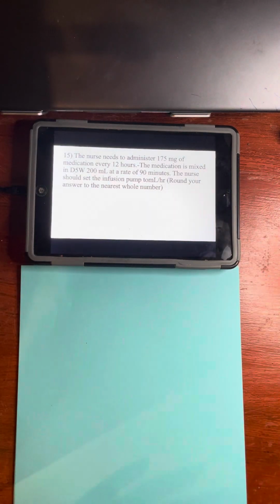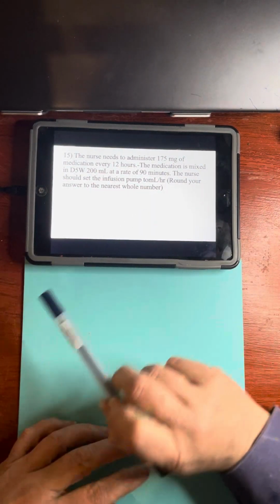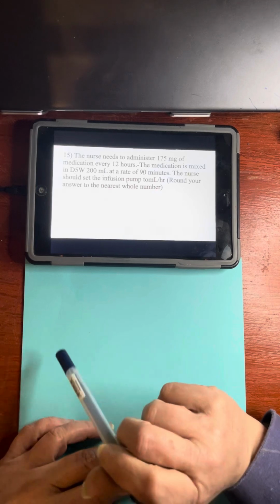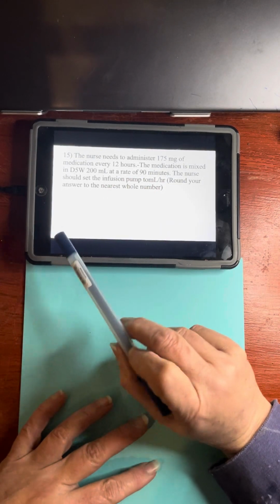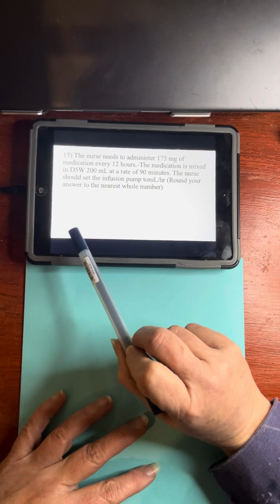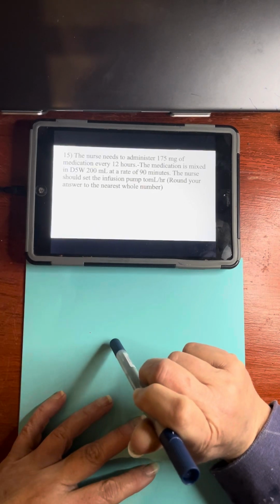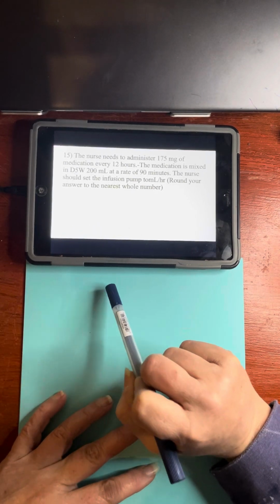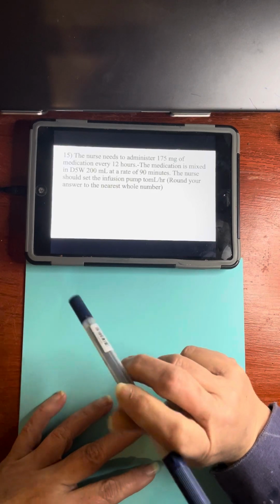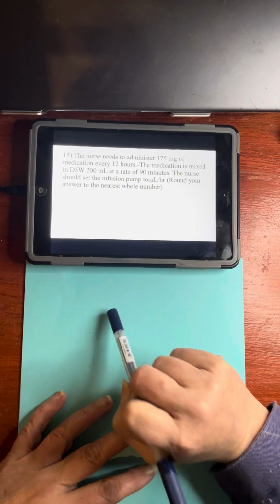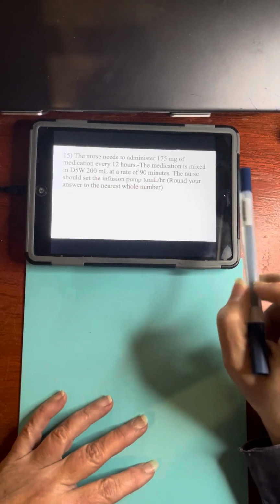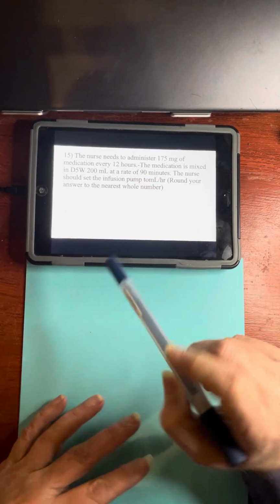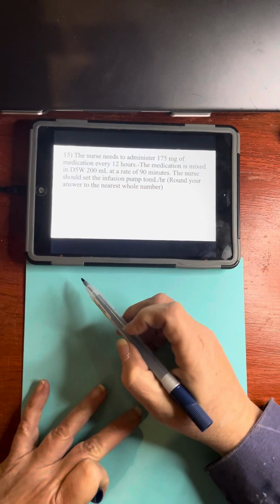It says, the nurse needs to administer 175 milligrams of medication every 12 hours. The medication is mixed in D5W 200 milliliters at a rate of 90 minutes. The nurse should set the infusion pump to what milliliters an hour? Round to the nearest whole number.